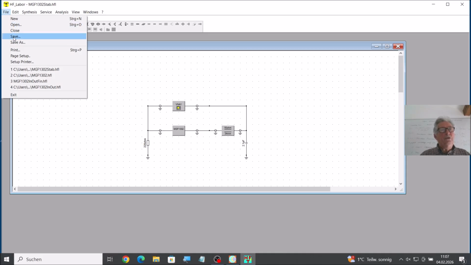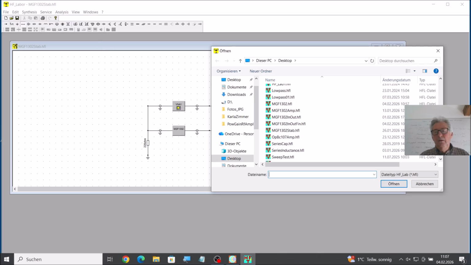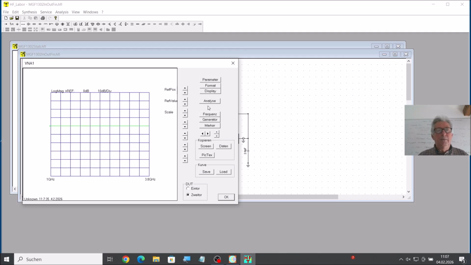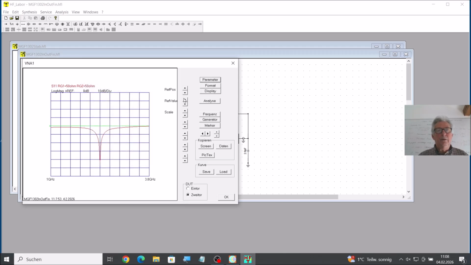And I just want to open now the final result, where we have the input and output matching. So this would be the final result of the input and output matching. Of course, the elements at the input and the output change now. And if I do the analysis now, we will have a matching at the output, and we will have a matching at the input.